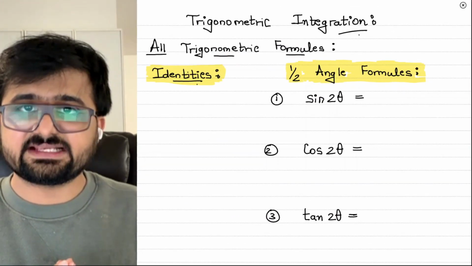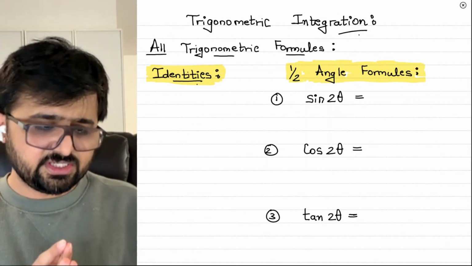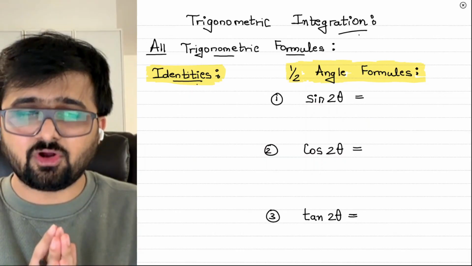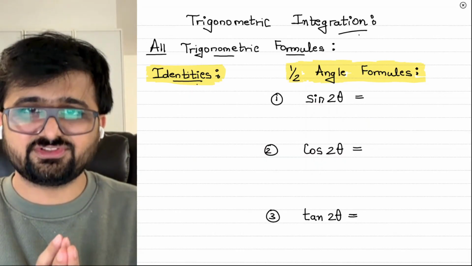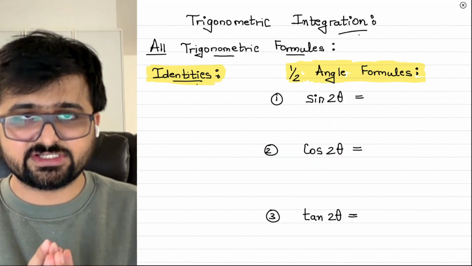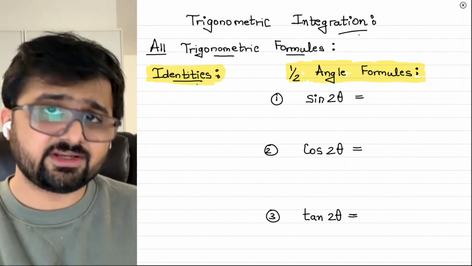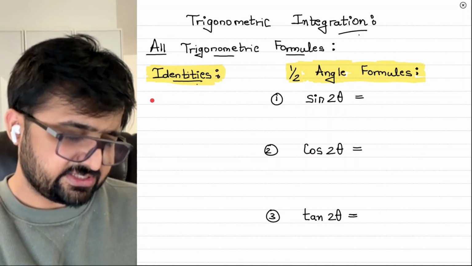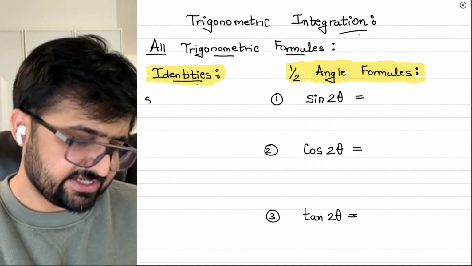Before we start with exercise 7.3 from your textbook, it's important that we do a quick recap of all the trigonometric results that we'll use while integrating the trigonometric functions. Let's start with trigonometric identities. Now we know there are three trigonometric identities. Let's write them down quickly.